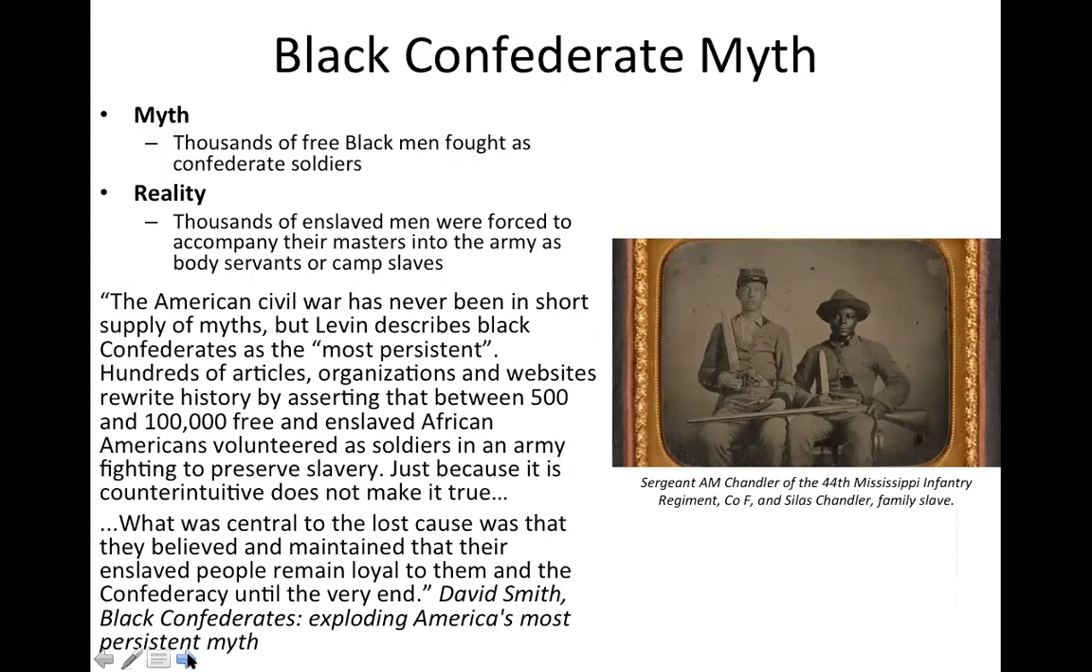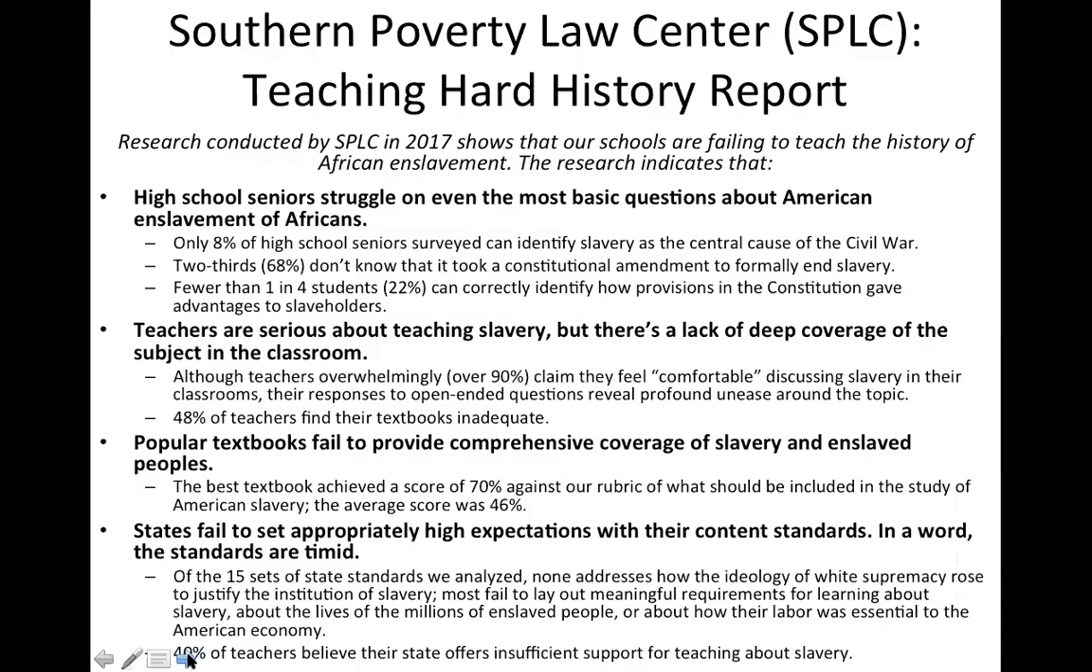So another way of pushing the Lost Cause myth is downplaying the horrors of slavery by saying it can't have been that bad, because there were Black people actually signing up to fight to defend it. Just not true. The Southern Poverty Law Center, SPLC, the ones that made the Confederate monument map, did a really extensive study in 2017 to try to understand.